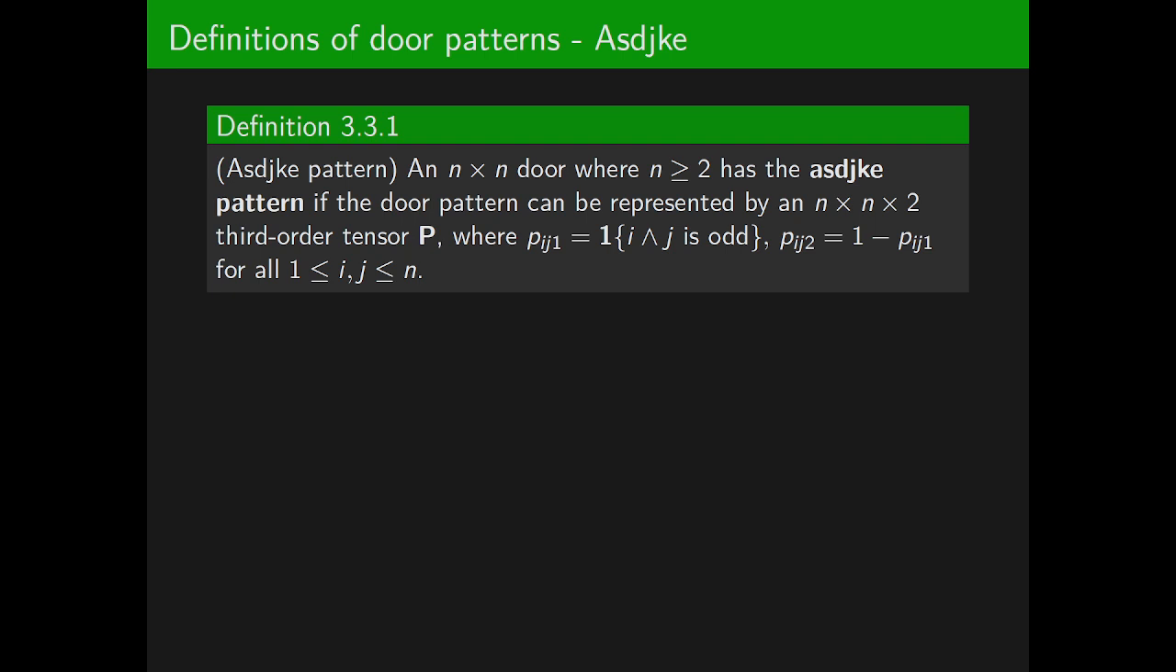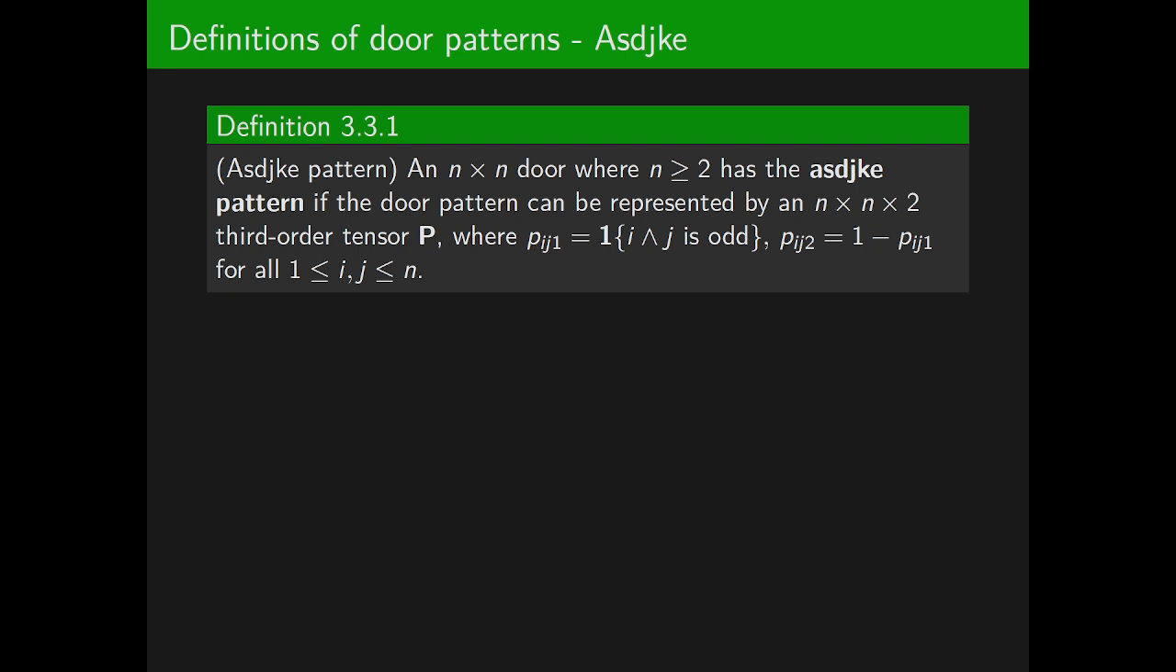Notice we skipped one index. It's not 3.2.1 because 3.2.1 is funnel. So we're going to skip that. So definition 3.3.1 concerns the Asdjke pattern. An n by n door, where n is greater than or equal to 2, has the Asdjke pattern if the door pattern can be represented by an n by n by 2 third order tensor P, where Pij1 is equal to the indicator function of i minus j is odd, and then Pij2 is equal to 1 minus Pij1 for all 1 less than or equal to i, j less than or equal to n.